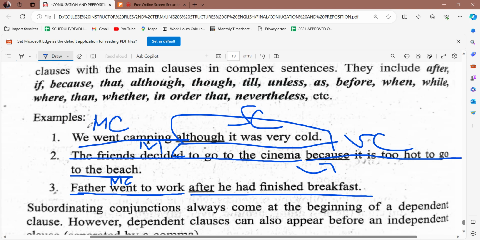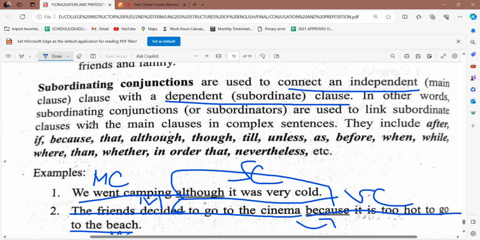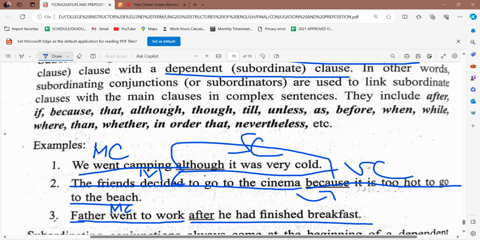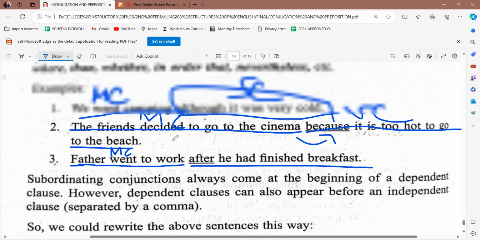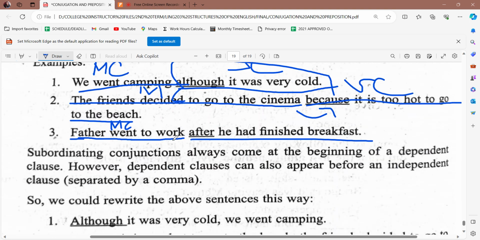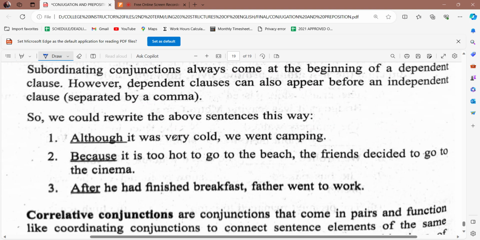Again, it doesn't mean that the subordinate clause is always in the second part of the sentence or thought. It can also appear before an independent clause. Okay, it can also appear before an independent clause. However, you have to put a comma after the last word in the subordinate clause. Example: although it was very cold, comma, we went camping.